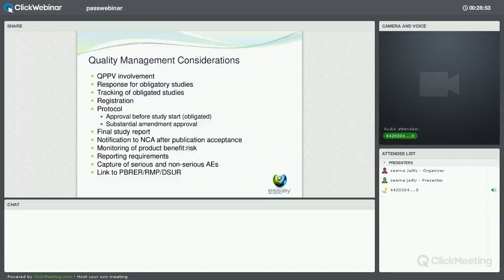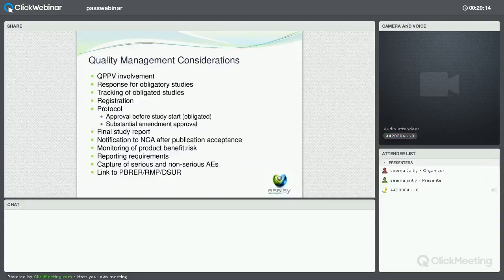Throughout all of this, throughout all of your studies, you need to monitor your product benefit risk and whether any changes are required on an ongoing basis. So again, you need to ensure that whatever you have in place is relevant to the product, the type of event that you're looking at, and you can show that you have monitored that benefit risk basis throughout the study.